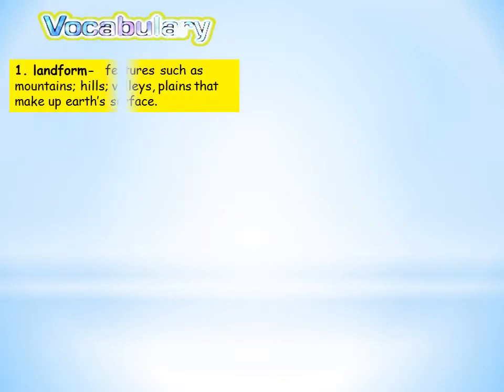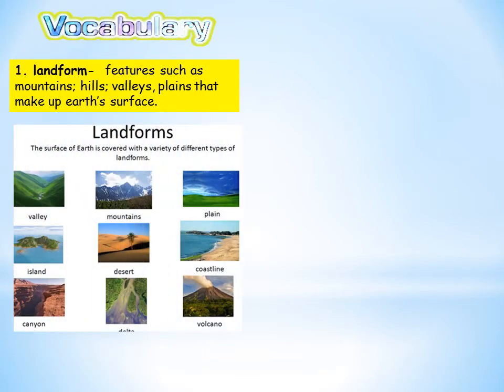Now, grade 4, before we proceed, let's discuss first the vocabulary words of this lesson. Number 1, we have landform. It features such as mountains, hills, valleys, plains that make up Earth's surface. Look at the pictures here and see some common examples of landforms.